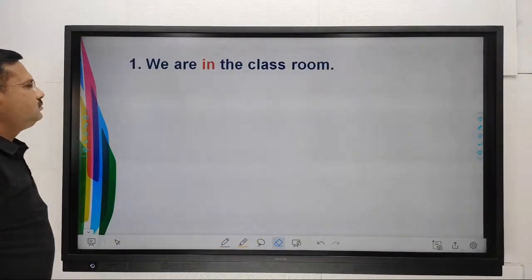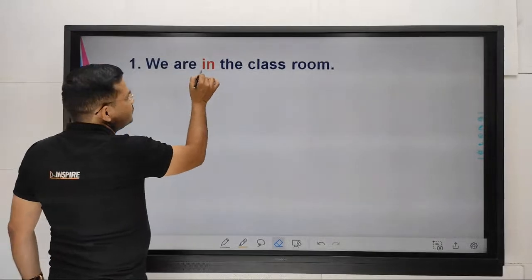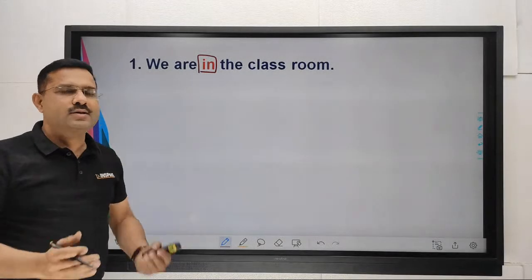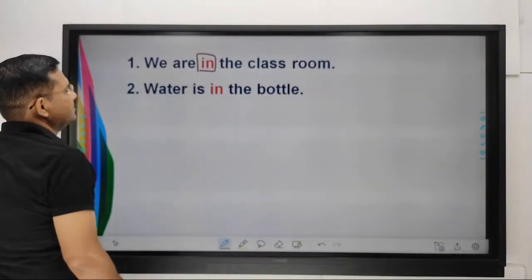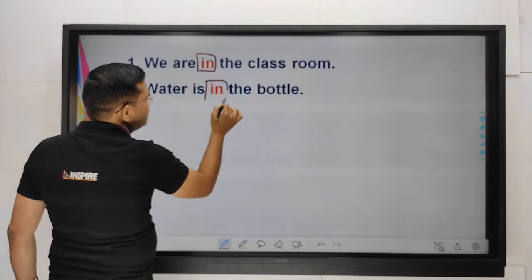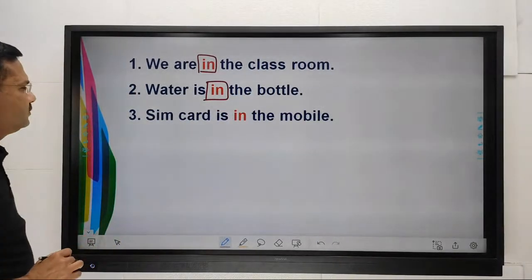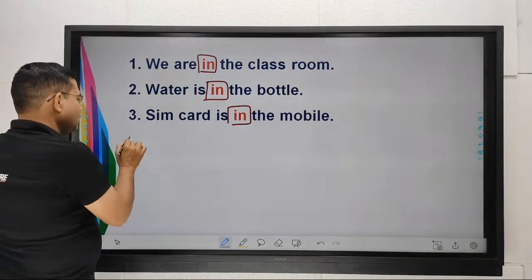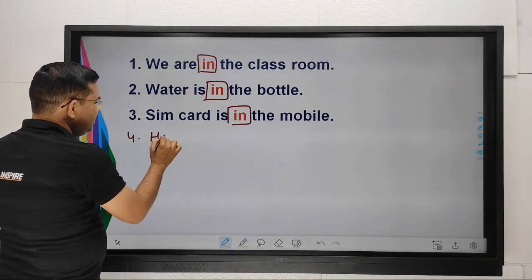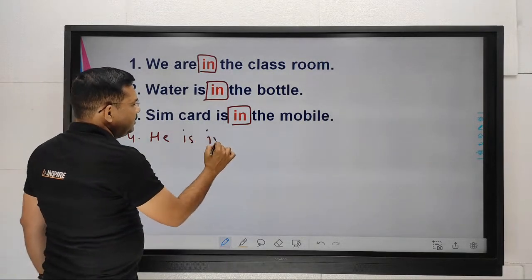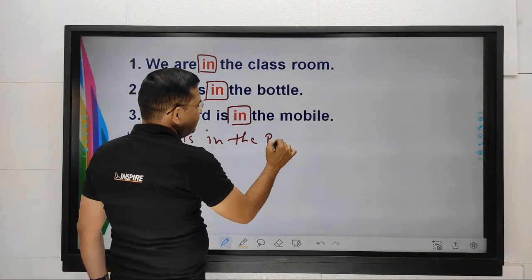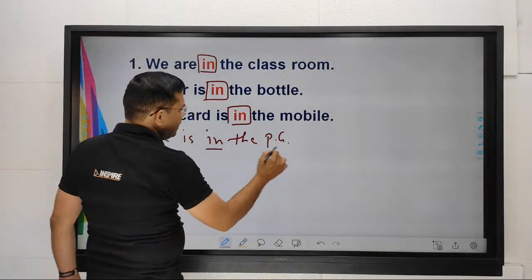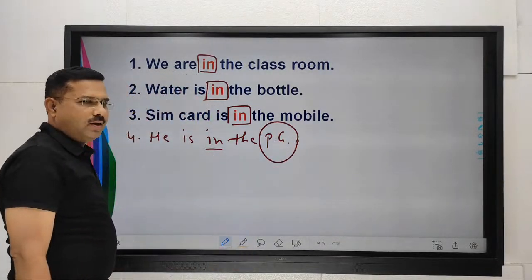Now, we are in the classroom. Here we are using in. Why? Because surrounded from all sides, that is called in. Water is in the bottle. Again surrounded. SIM card is in the mobile. Fourth, I can write he is in the playground. Playground is a boundary.